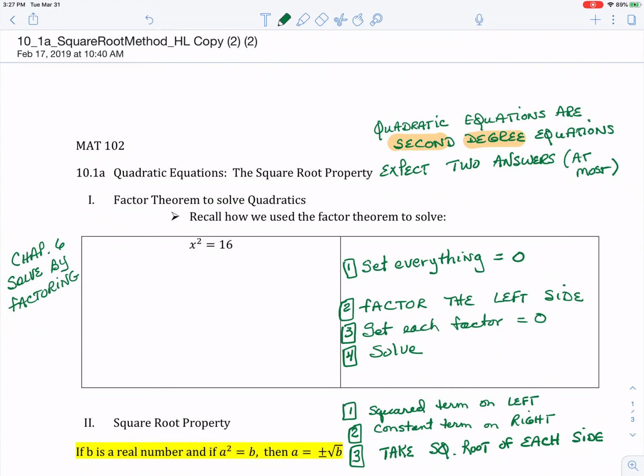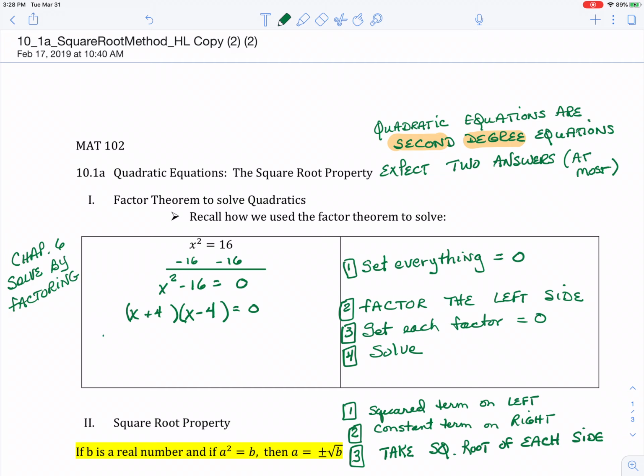So when we did this by factoring, the first step was to set everything equal to 0. So the first thing you would have seen me do was subtract the 16 away so that you ended up with an x squared minus 16 on the left side of the equals mark and a 0 on the right side. The next thing I would have done was to factor the left side, and I hope you see that x squared minus 16 is the difference of two squares, which factors x plus 4 and x minus 4.